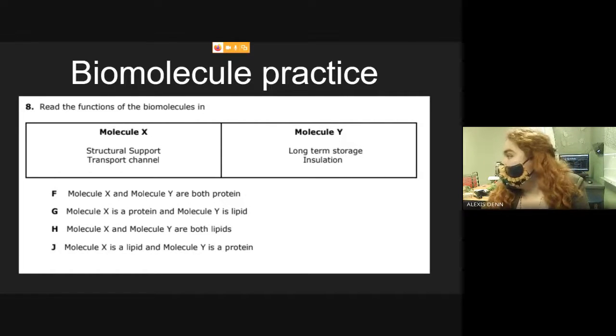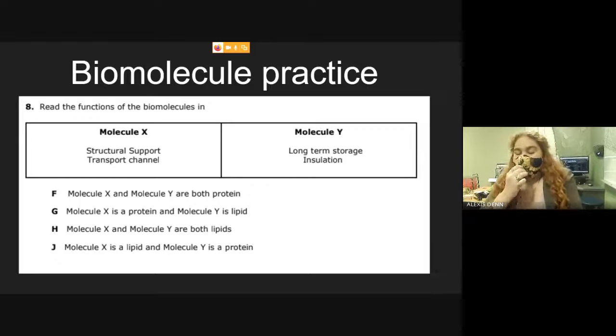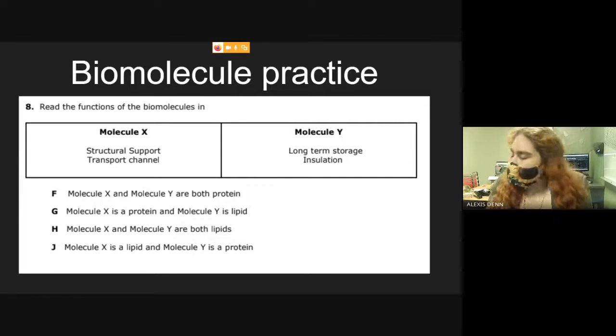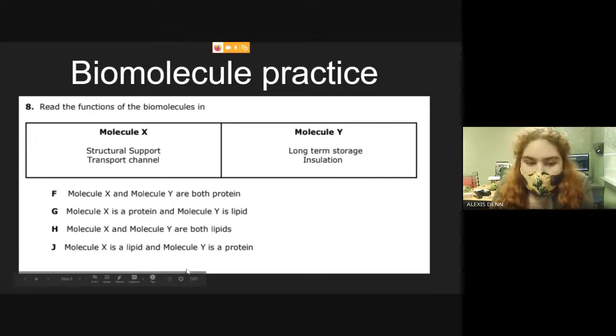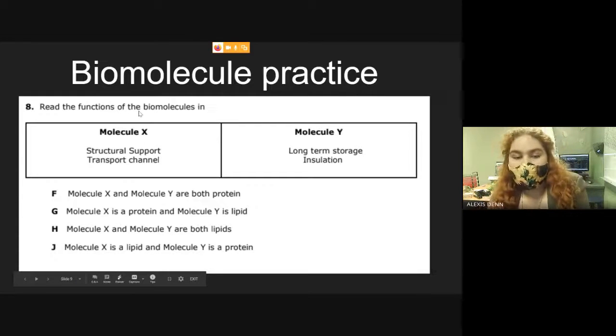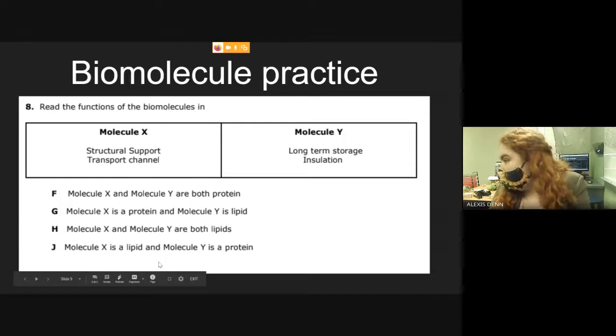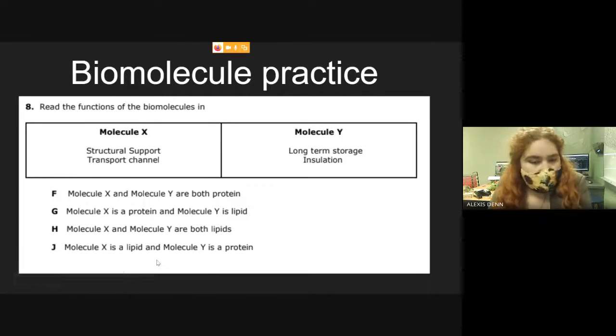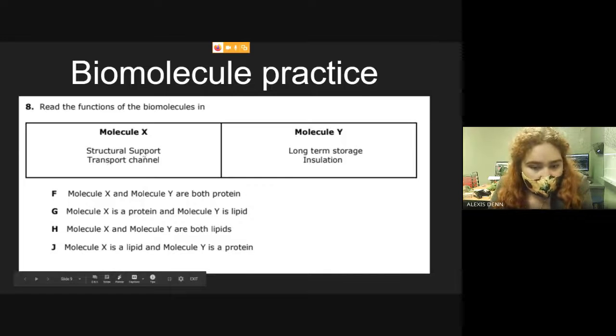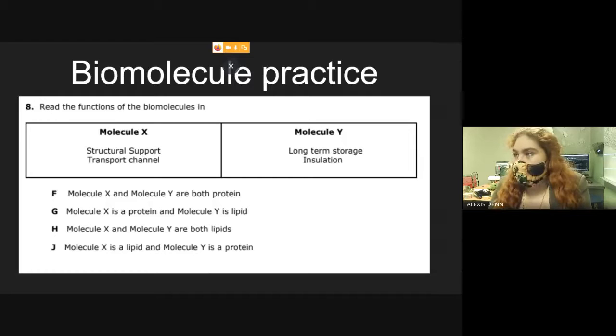I know that most of you guys would just guess on this question because it's too confusing for you. To answer this question, break it down. Figure out what molecule X is first. Then worry about molecule Y. If we figure out what molecule X is, we can eliminate two answer choices right off the bat. Molecule X provides structural support and is a transport channel.